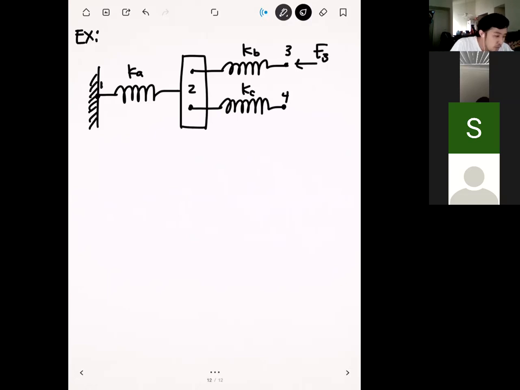And so on node 3, we're going to apply a force to the right, and it's going to have a magnitude of F3. And then on node 4, we're going to apply a force to the left, and we'll call that F4. And so this block right here is rigid.